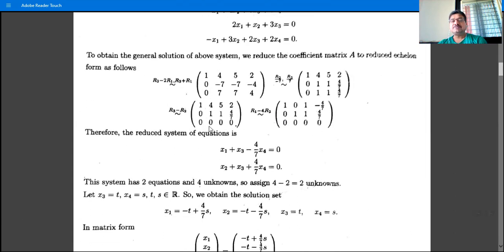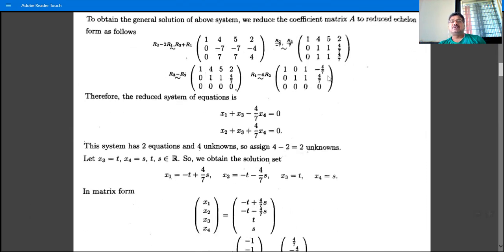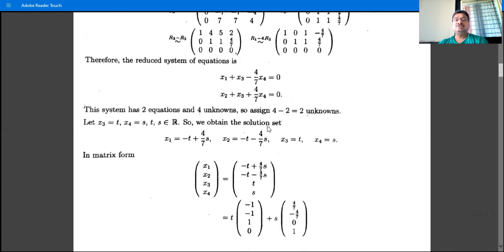Either from this matrix or from this matrix, rewrite the equations. So what do we have? Suppose this is the matrix, then we have x1 plus x3 minus 4 by 7 x4 is equal to 0, and then x2 plus x3 plus 4 by 7 x4 is equal to 0. So this system has two equations and four unknowns.